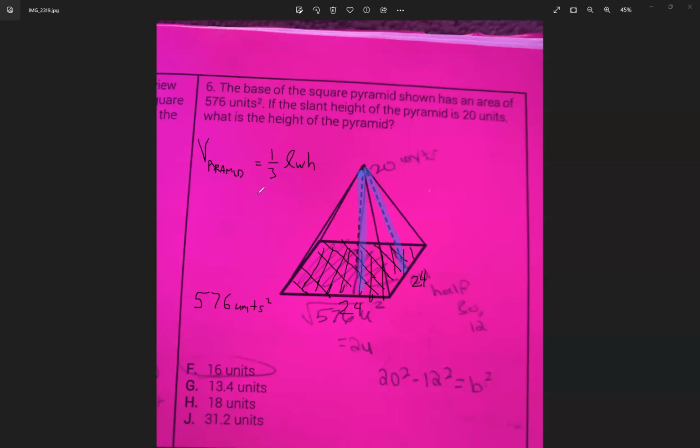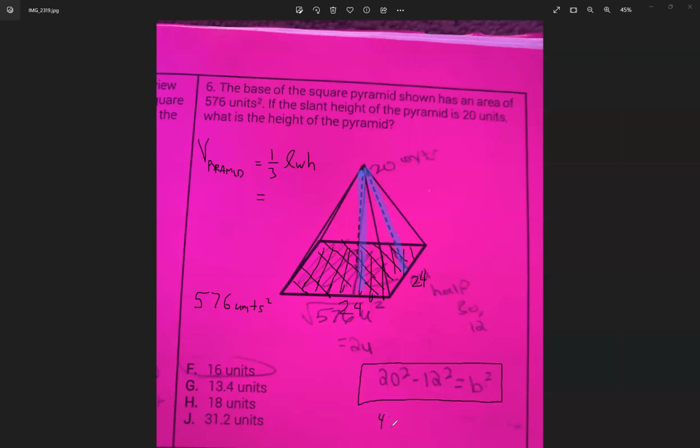Do we know the volume of the whole thing? No. Say what you were saying a minute ago. Since we're finding the height and they gave us a slant height, which is 20, I divided the root of the base, 24, in half, which is 12. Then I took 20 squared minus 12 squared, and got the height squared. This? Yeah.